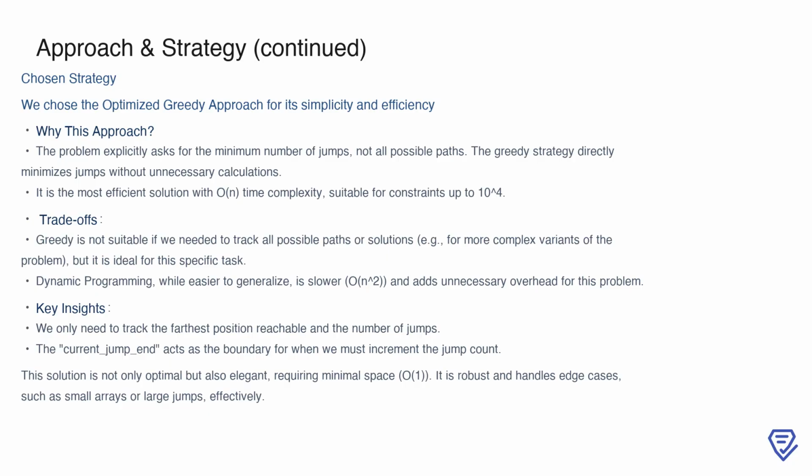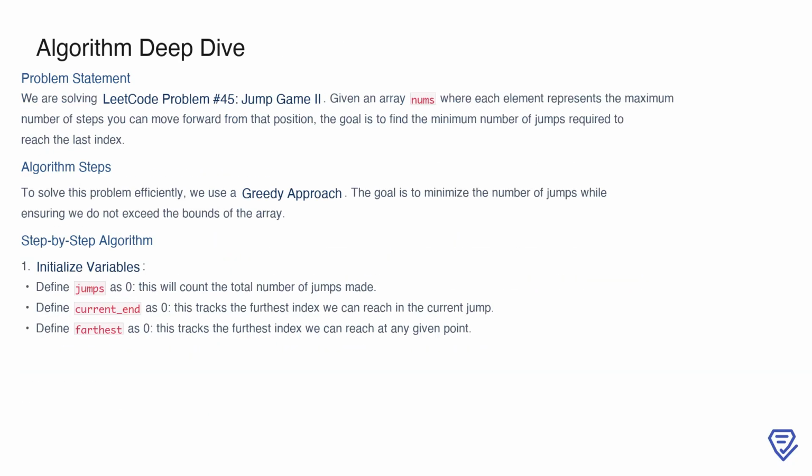In this problem, we are tasked with finding the minimum number of jumps required to reach the last index of an array. Each element in the array represents the maximum number of steps you can take forward from that position. To solve this, we use a greedy approach. The idea is to minimize the number of jumps while ensuring that we never exceed the bounds of the array.